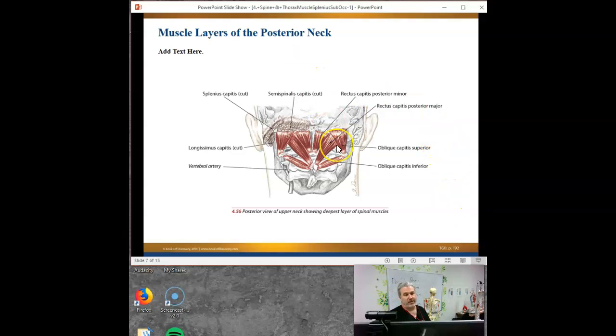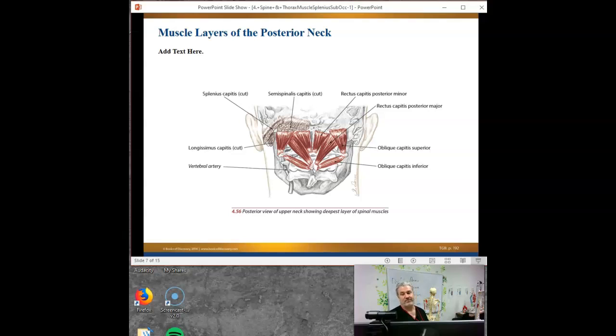So, we're going to learn about the rectus capitis posterior minor. And if there's a rectus capitis posterior minor, there must be a rectus capitis posterior major. And the minor is kind of on top of the major in this slide. And then an oblique capitis superior and oblique capitis inferior. Oblique means they run at an angle, although I admit all of these muscles run at an angle. I don't know who named these things.